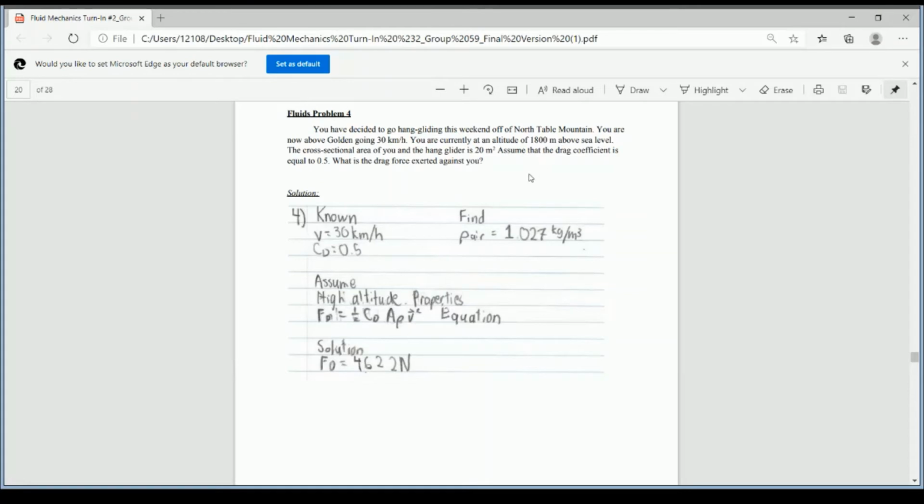And so you have your drag coefficient, and you calculate that through the properties you can find. You can find the high altitude properties with the density of air at 1.027, and you multiply it into the equation, and then you can find your drag force.